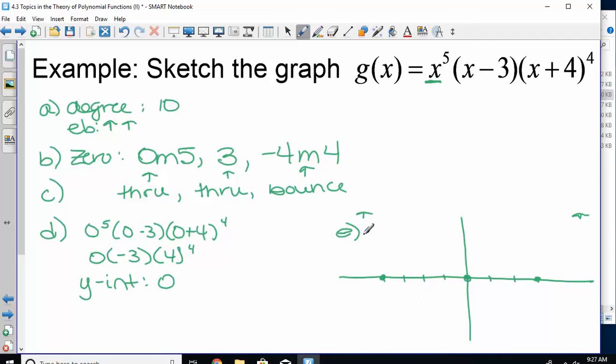Alright, so I'm starting from the top. At negative 4, what happens? Bounce or through? Negative 4, we bounce. So we're going to come back up. At 0, what happens? Goes through. Okay, you've got to come back and hit your 3, and that one will go through as well. So I get a graph something like this.